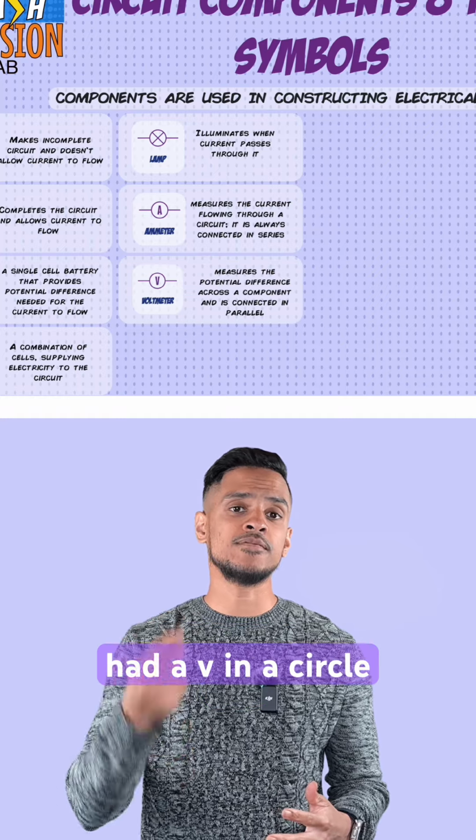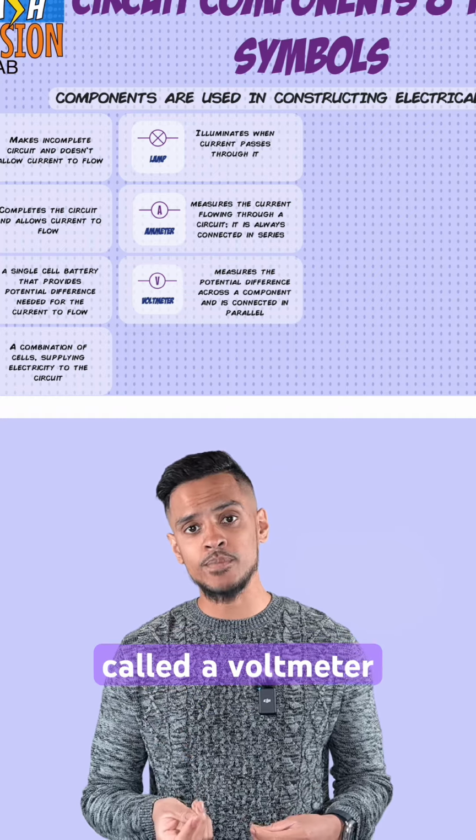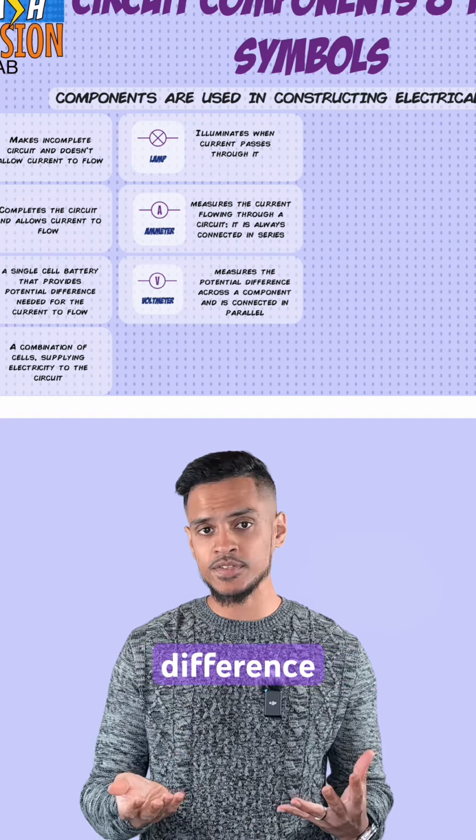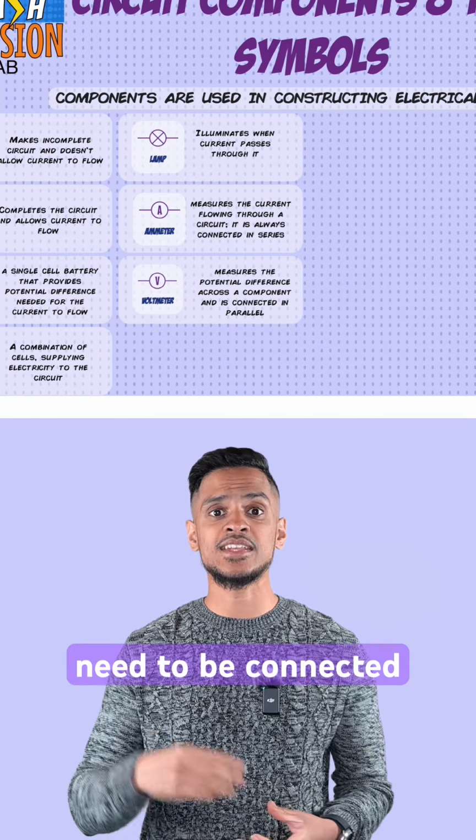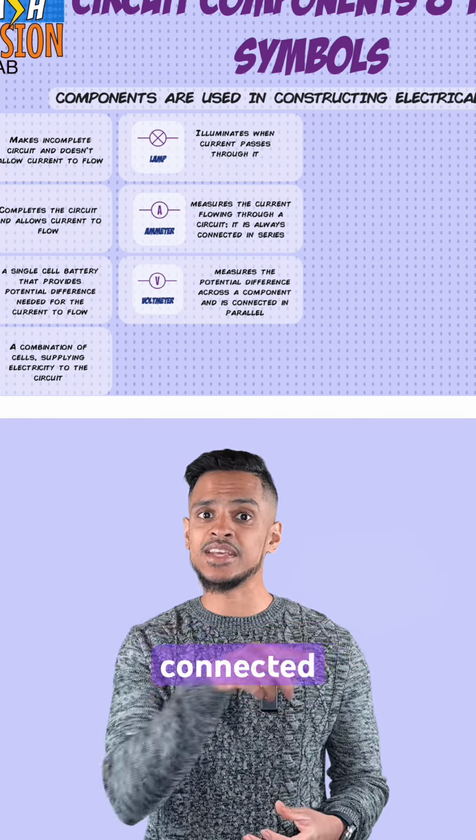On the other hand, if you had a V in a circle, that's called a voltmeter, and that measures the potential difference in a circuit. These ones need to be connected in parallel, which means they need to be connected in a separate loop.